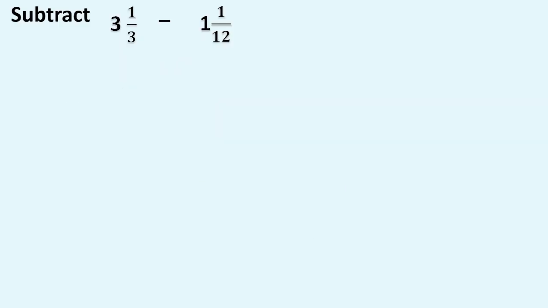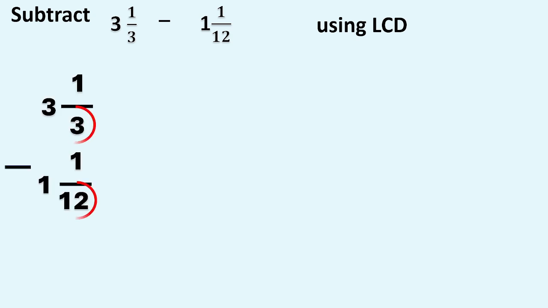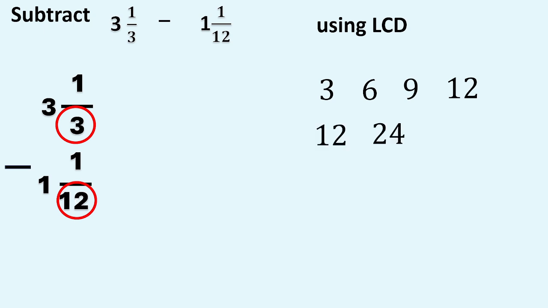Next, 3 and 1/3 minus 1 and 1/12. Let us solve this using LCD. We are going to find the LCD of the two fractions. We have here 3 and 12. Let us find the multiples of 3. We have here 3, 6, 9, 12. The multiples of 12: 12, 24. So, 12 will be our LCD.